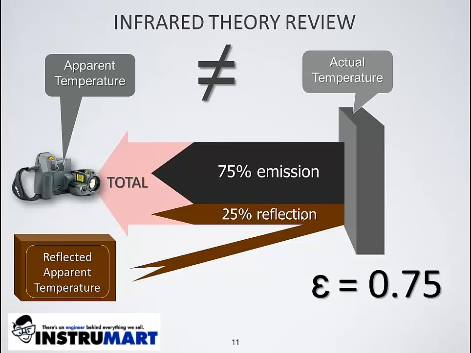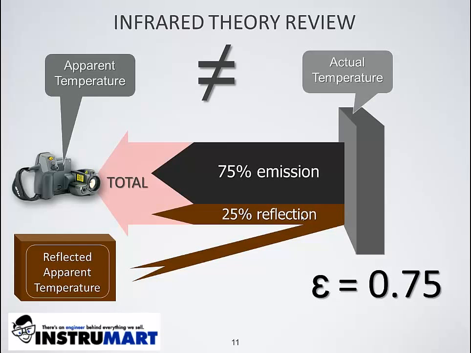Now let's discuss further the potential impact of reflected radiation and how it might influence our IR camera measurement. I'm going to do this through a couple of examples. In this example, let's assume that the target of interest is opaque, meaning there is no radiation transmission through the target, and let's assume that the target has an emissivity value of 0.75. Or in other words, the total radiation from the target will be 75% emission and 25% reflection.